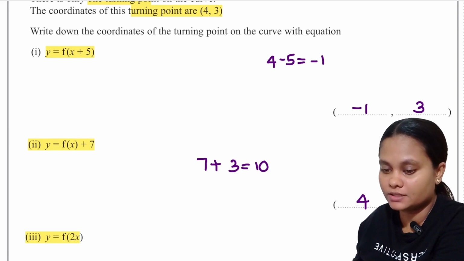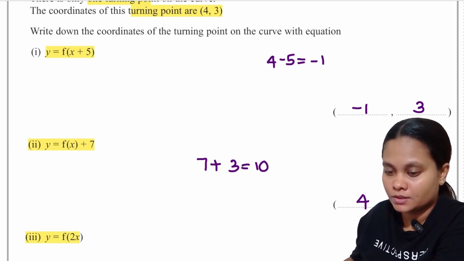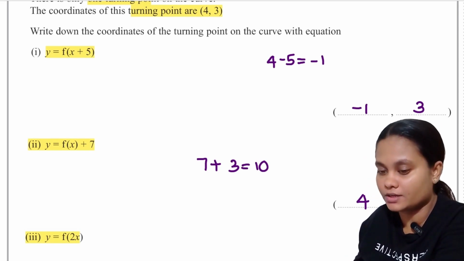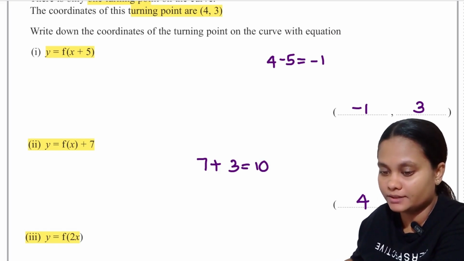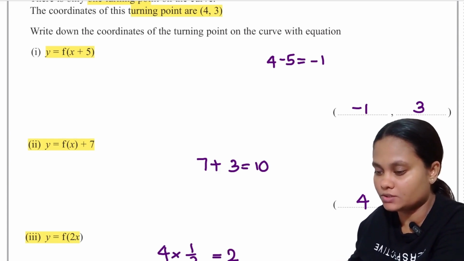Third part, y is equal to f(2x). This change has happened inside the function. That means we multiply the x coordinate by a factor of half. Multiply the x coordinate by half. 4 times half is 2. Same y coordinate. So the turning point is (2, 3).